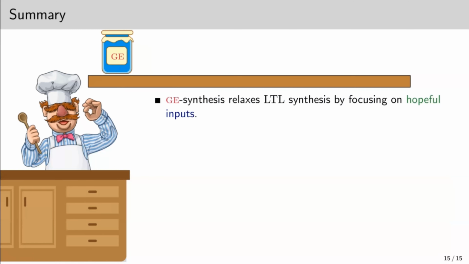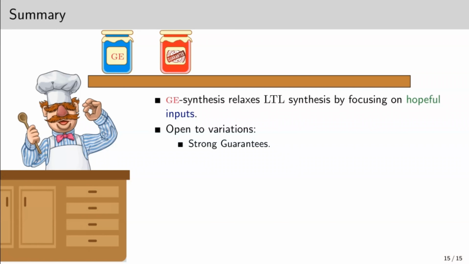Okay, let's summarize. Good enough synthesis is a relaxation of traditional synthesis which focuses on hopeful inputs. It is open to many variants. Strong guarantees, where we combine GE synthesis with traditional constraints. We can add flags that indicate the hopefulness status of prefixes.